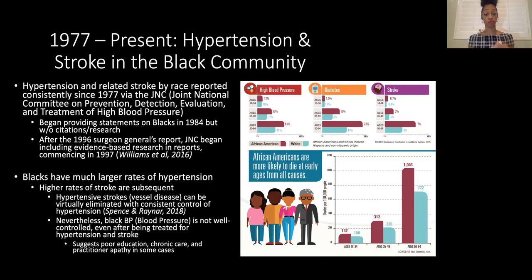And doctors have also found that even when we can control blood pressure, we can eliminate almost all of these types of strokes that are small blood vessel related, but Black patients are not able to control their blood pressure nearly as much as other populations. And so that's a huge disparity, because now we're dying from something that can be controlled directly.